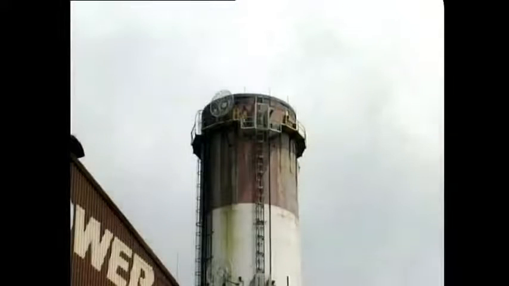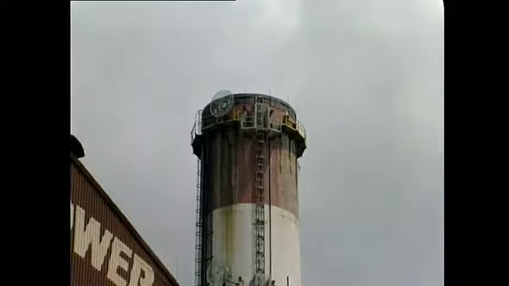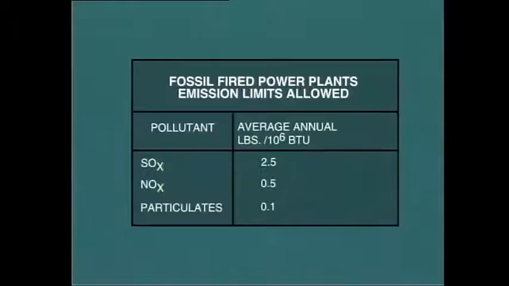Well, let's now look at some of the methods used to control or at least mitigate the effects of power plant pollutants. First, we'll consider flue gas. The actual limits set on flue gas contaminants may vary between different localities, states, and countries. This table shows typical limits set for large modern power plants in North America.